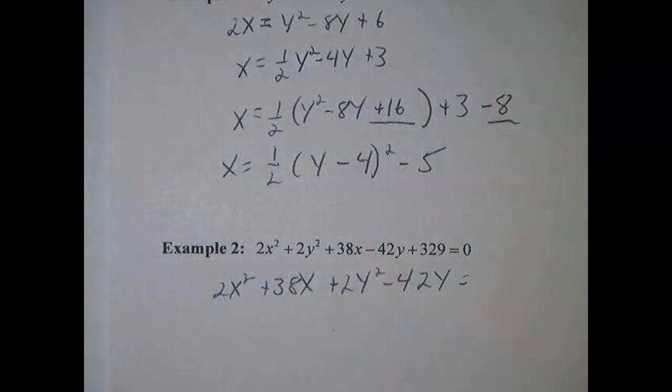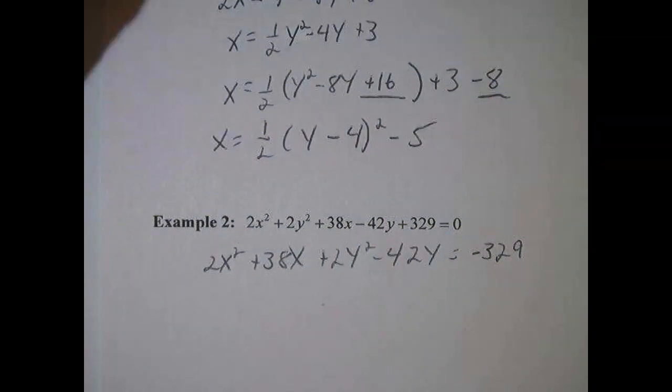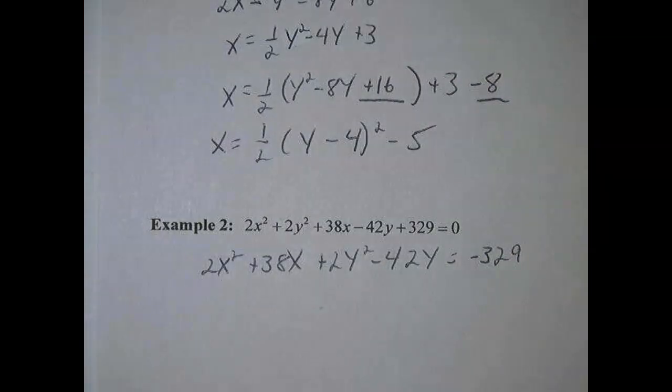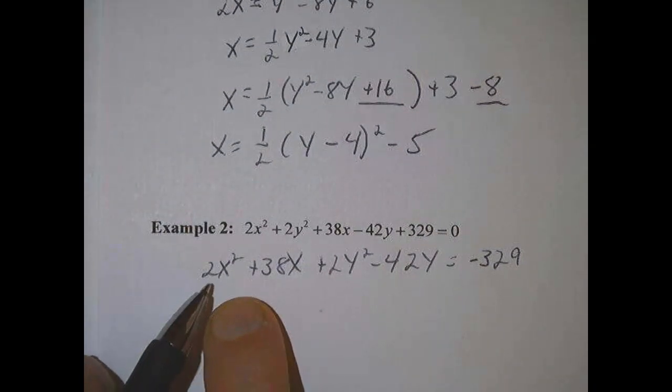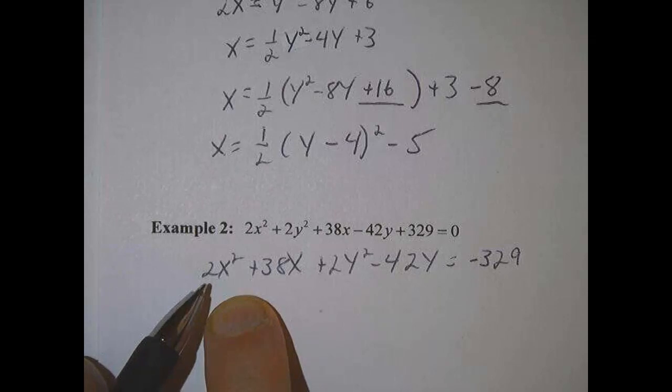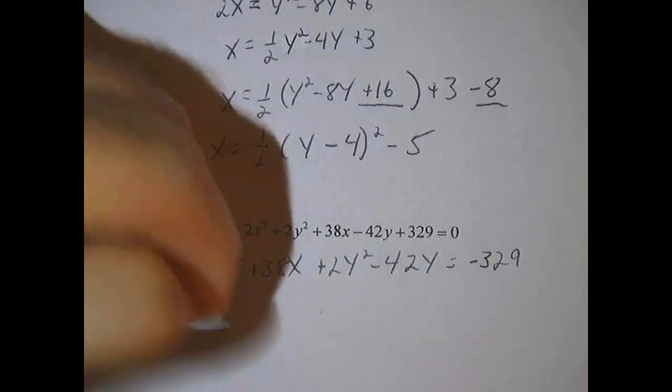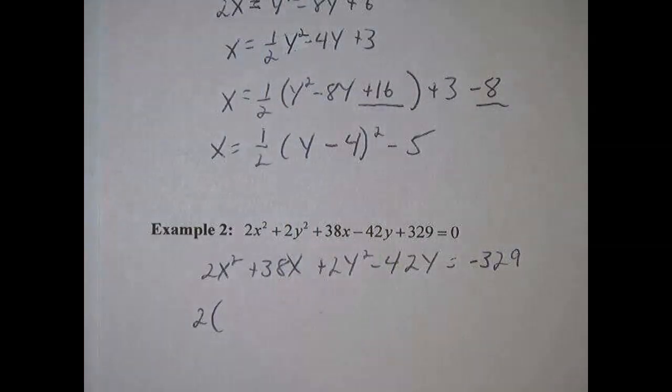And then subtract that 329, so I have equals negative 329. All right, that's the first step. Next thing we want to do here is factor out the 2 just like we did before. We have to be really careful with this step. Basically we have to take out the 2, so 2 times something to equal 38x.